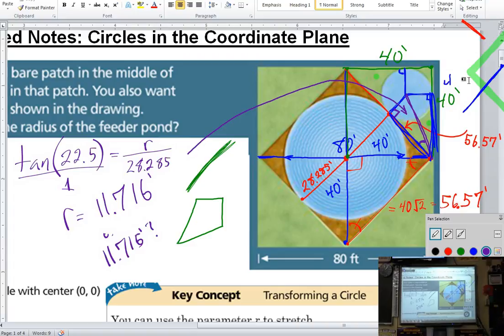Hit mode. Depending on which model you have, your menu will have different amounts of things. Scroll down to where you see radian and degree, whatever's highlighted in black or whatever color you want to say. That's what you're on. So if you're in radians, I did the math, 28.285 times tangent 22.5, it came out to be 15, whatever it was. When I switch it to degrees, all I have to do is hit enter again, and it spits out my new answer of 11.716, the correct one.